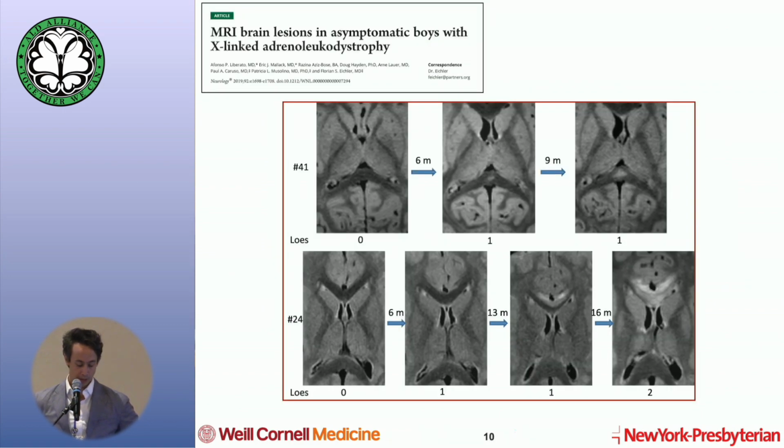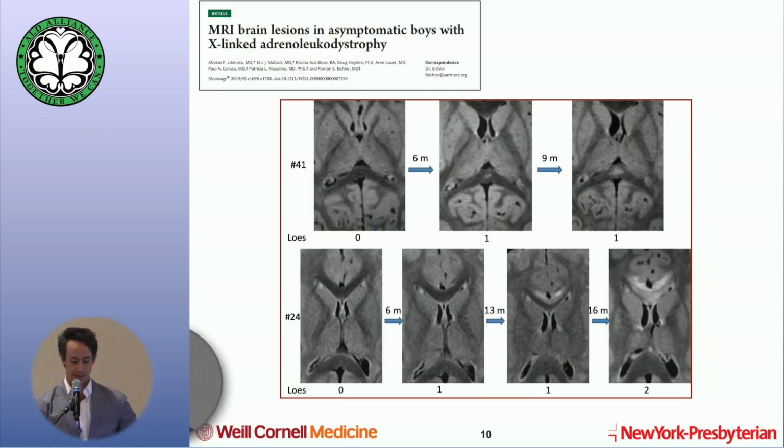So this is work that we published a few years ago now, and instead of those large lesions, we're looking for these tiny little changes, mostly in the splenium of the corpus callosum and in the genu of the corpus callosum.